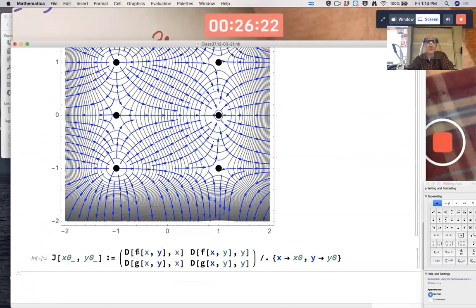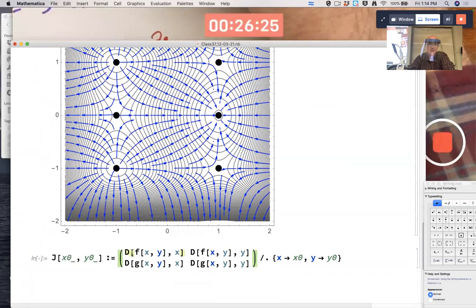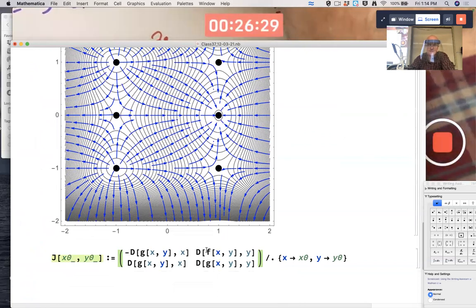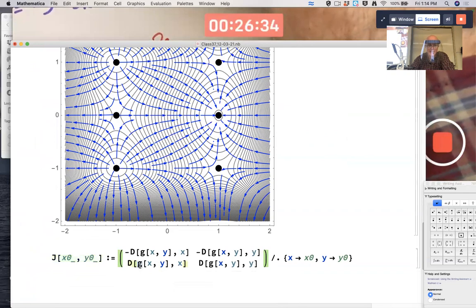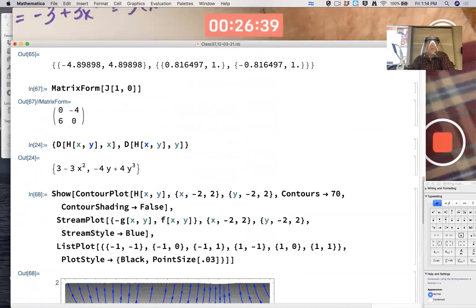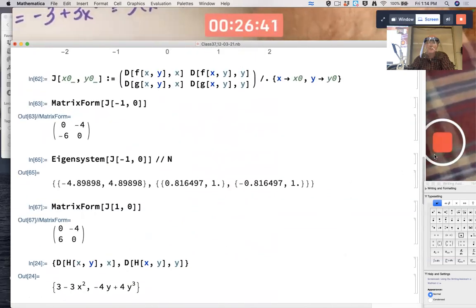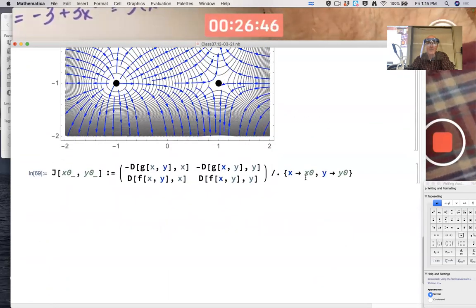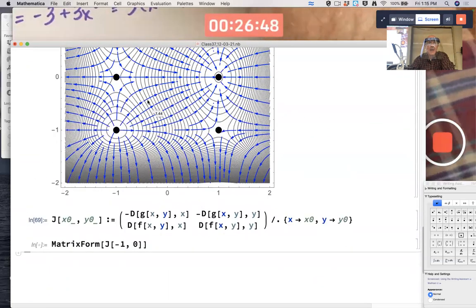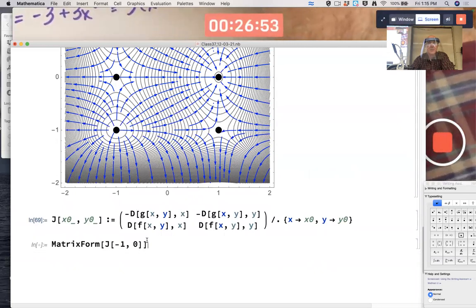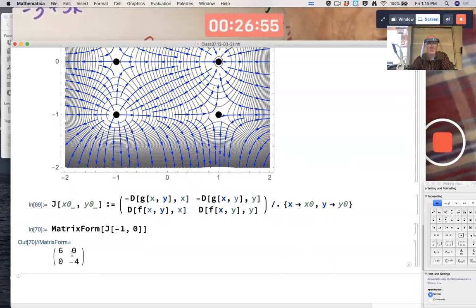If I do the Jacobian matrix in this context, it means I need to change the f's to g's and put negative signs in front of the g derivatives, because I'm switching around the components of the vector field. Change the g's to f's. Now, if I do these, the linearization, for example, at the point -1, 0, I can see in the graph it says it's a saddle point. This should have one positive, one negative eigenvalue. Its determinant should be negative, which it is.